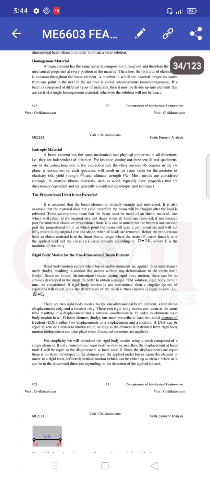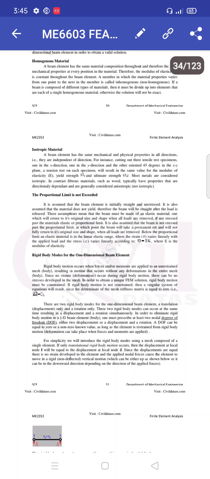A member in which material properties vary from one point to the next in the member is called inhomogeneous or non-homogeneous. If a beam is composed of different types of material, then it must be divided up into elements that are each a single homogeneous material. Otherwise, the solution will not be exact.